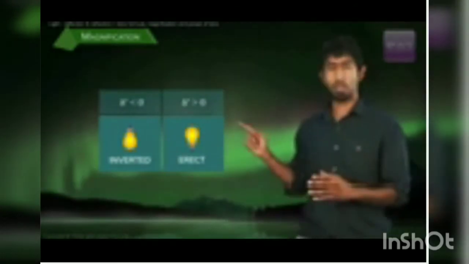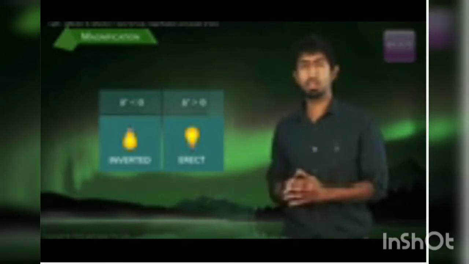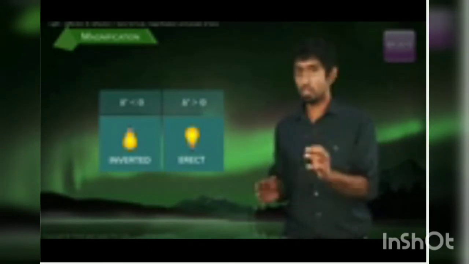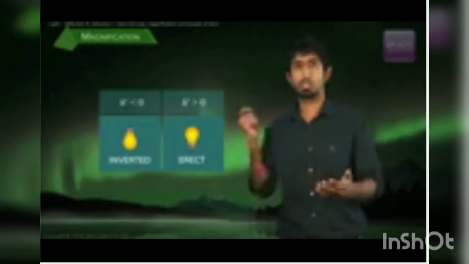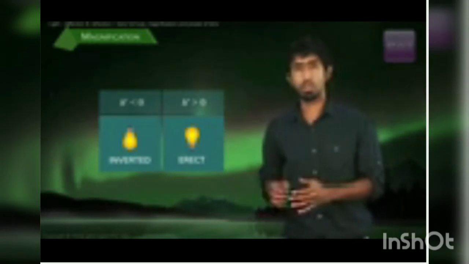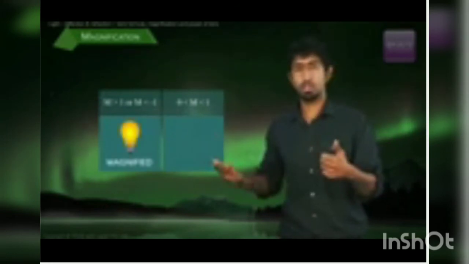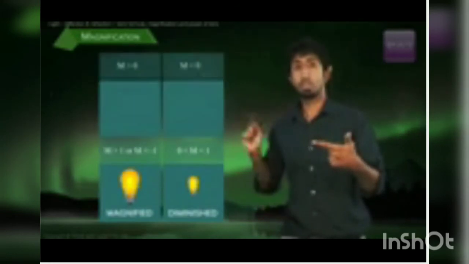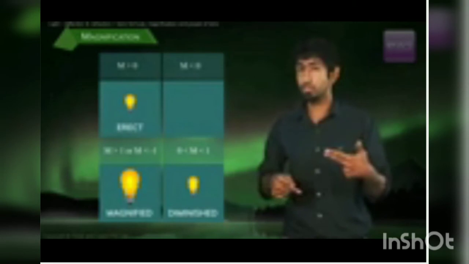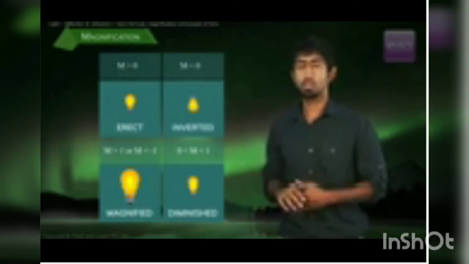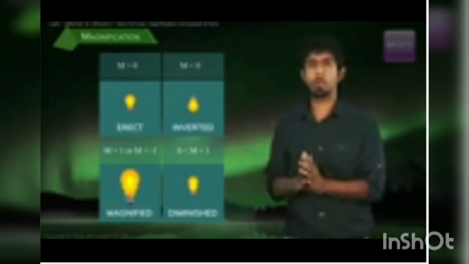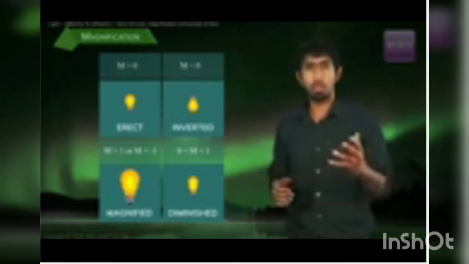So once you know that, what do we want now? We're a little greedy. We want the magnification's value to also give us information about whether the object is erect or inverted. If the magnification is greater than 1, the size of the image is larger. If the magnification is positive, then the image is erect. If the magnification is negative, then the image is inverted. So we're trying to get as much information as possible from that little quantity called magnification.